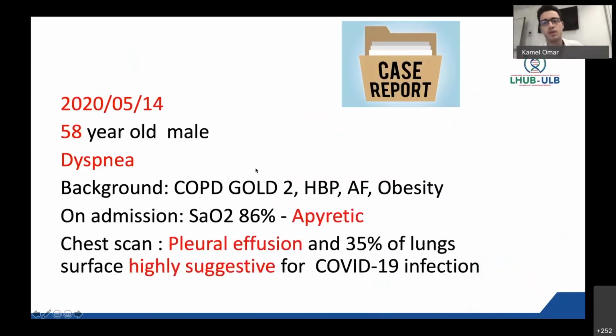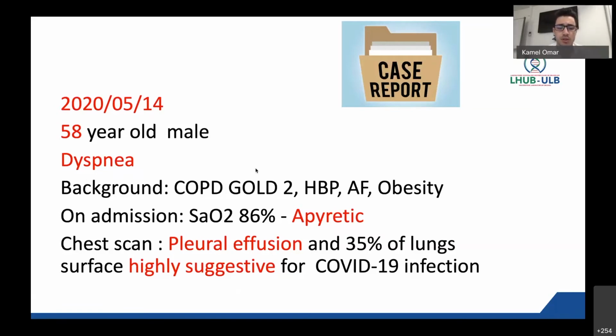We're going to start with a case report that happened in one of our lab partner hospitals, the University Hospital of Brugmann. It was just at the end of the Belgian lockdown, where a 58-year-old male presented himself to the emergency department with trouble breathing. In his background, he had chronic obstructive pulmonary disease, stage GOLD 2, benign hypertrophy of the prostate, atrial fibrillation, and obesity. On admission, he had an oxygen saturation of 86% and no fever.